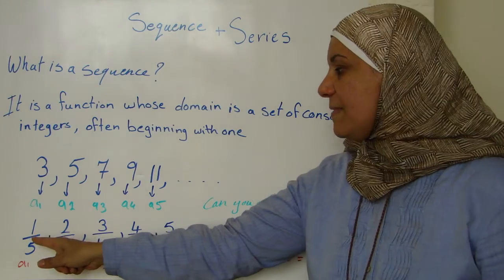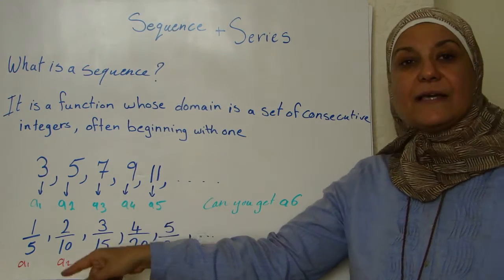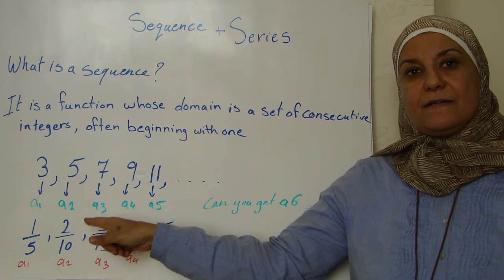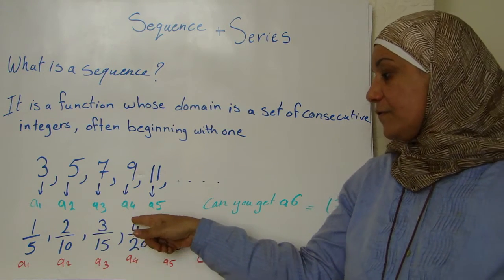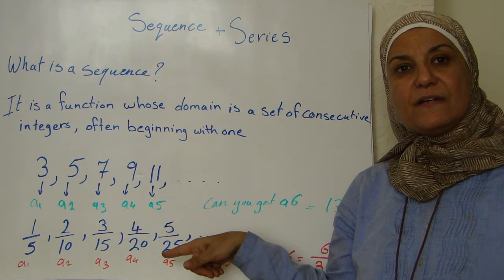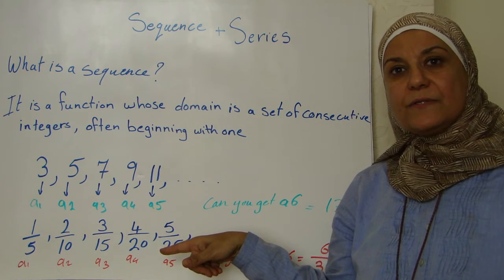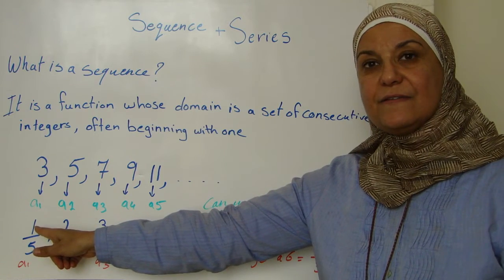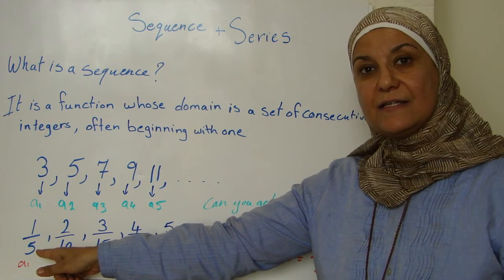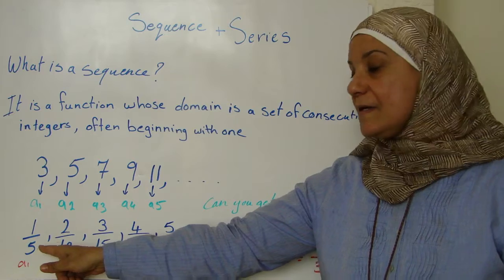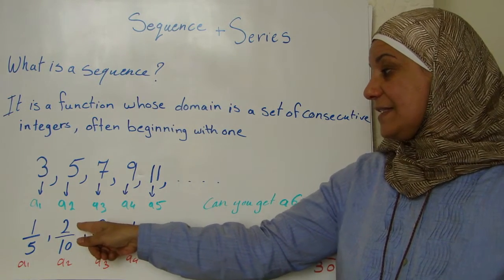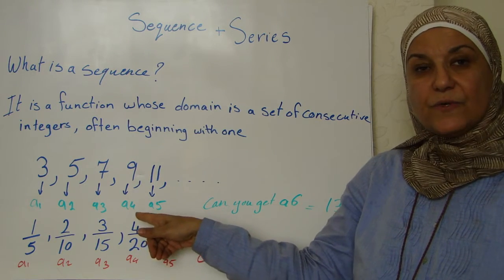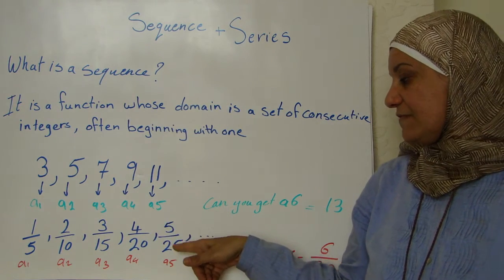Okay, what about this sequence? What do I get? 1 over 5, 2 over 10, 3 over 15, 4 over 20, 5 over 25. What do I find out? Term 1 has 1 as the numerator and 5 as the denominator. Term 2 has 2 and 10. Term 3 has 3 and 15. Term 4 has 4 and 20. Term 5 has 5 and 25.